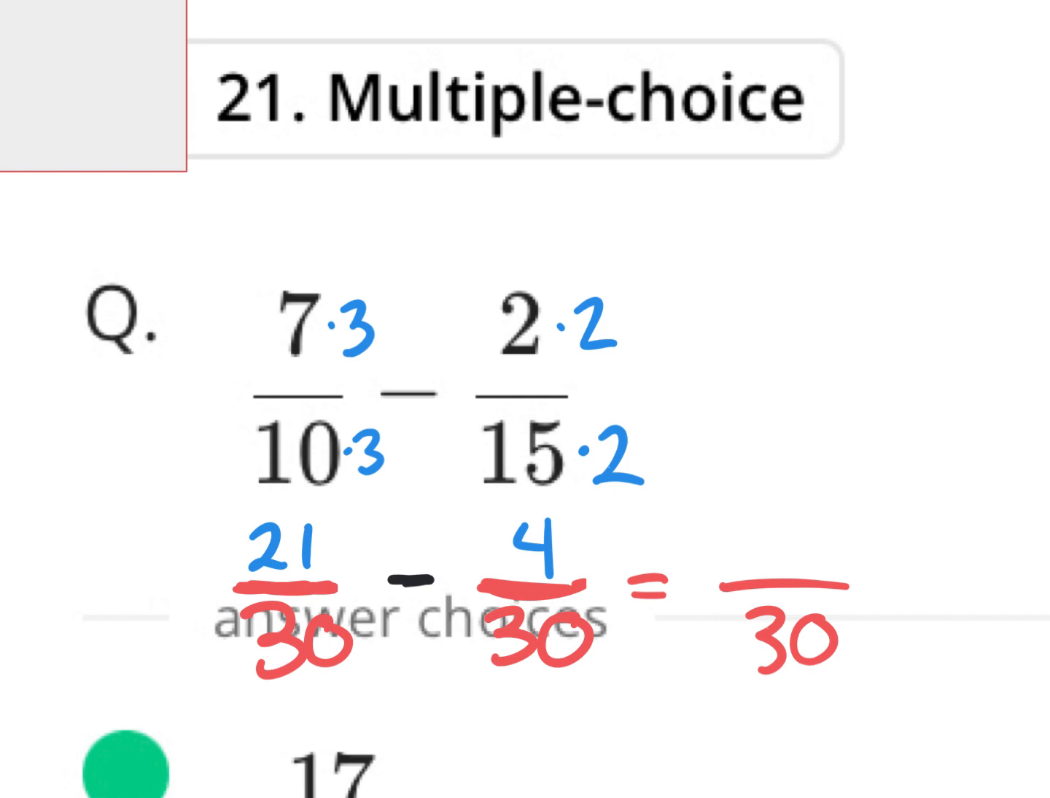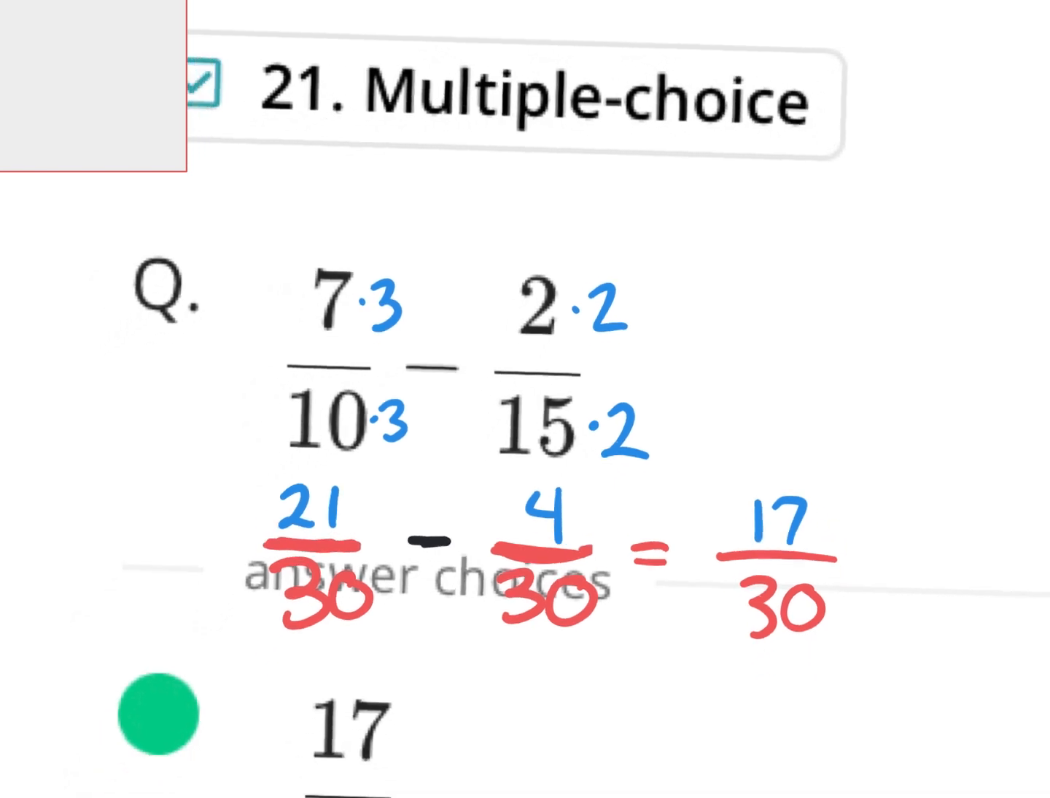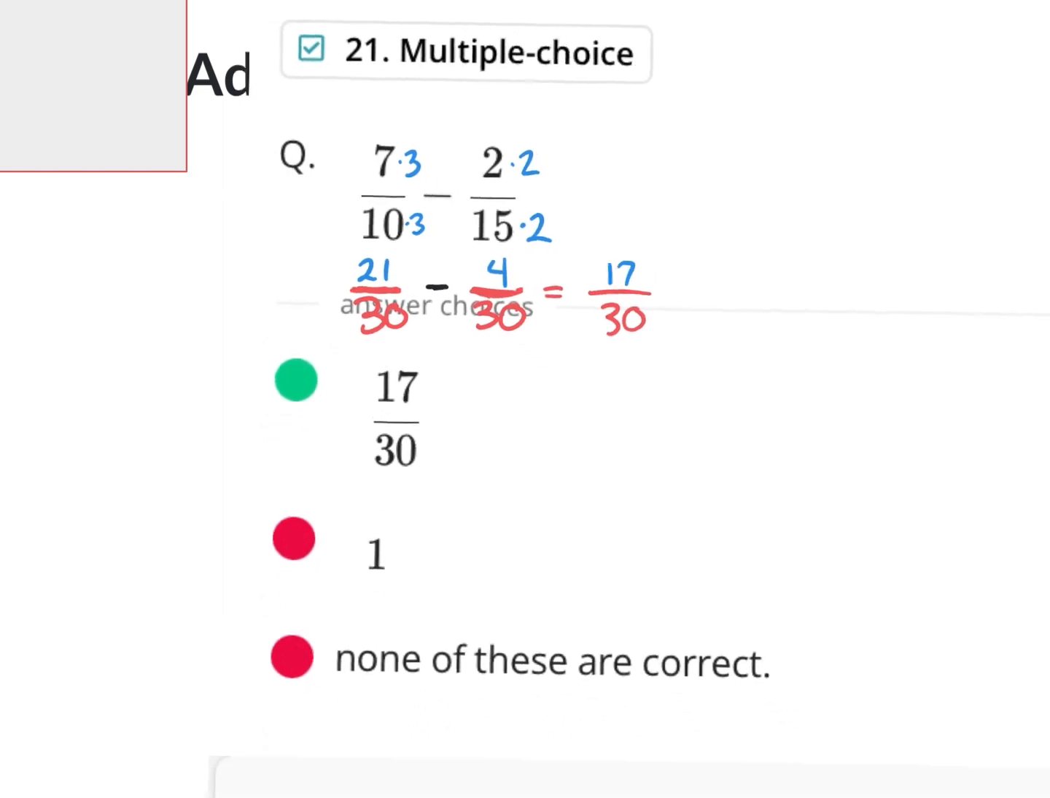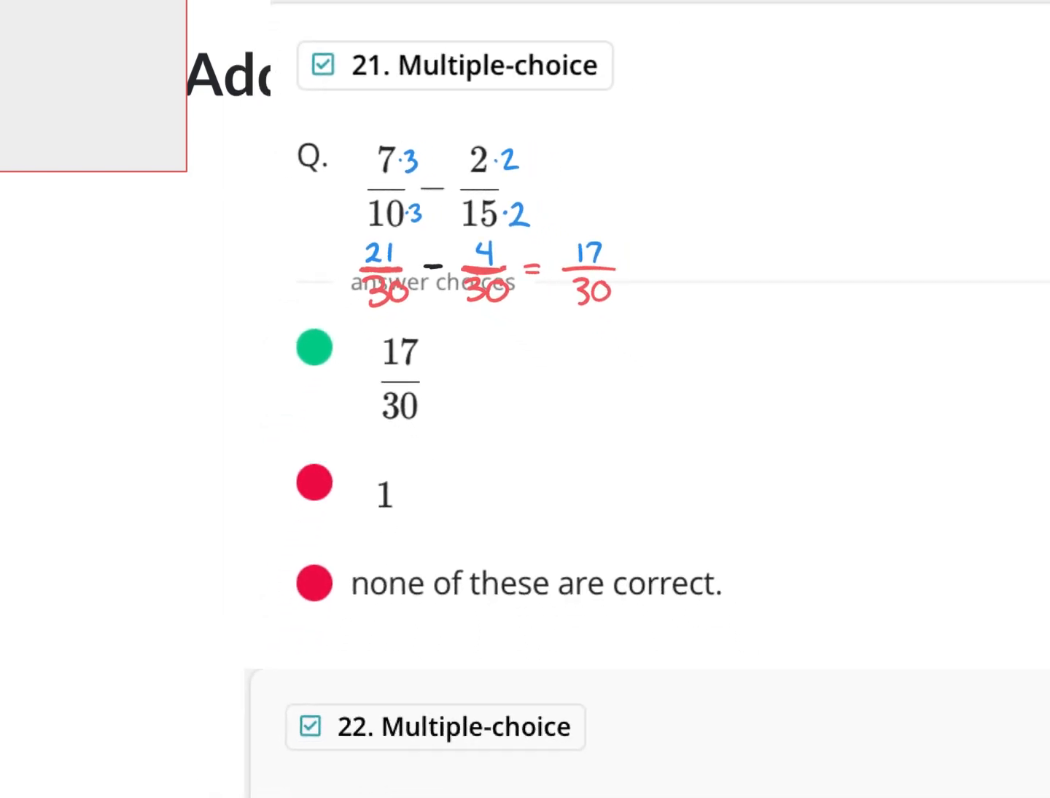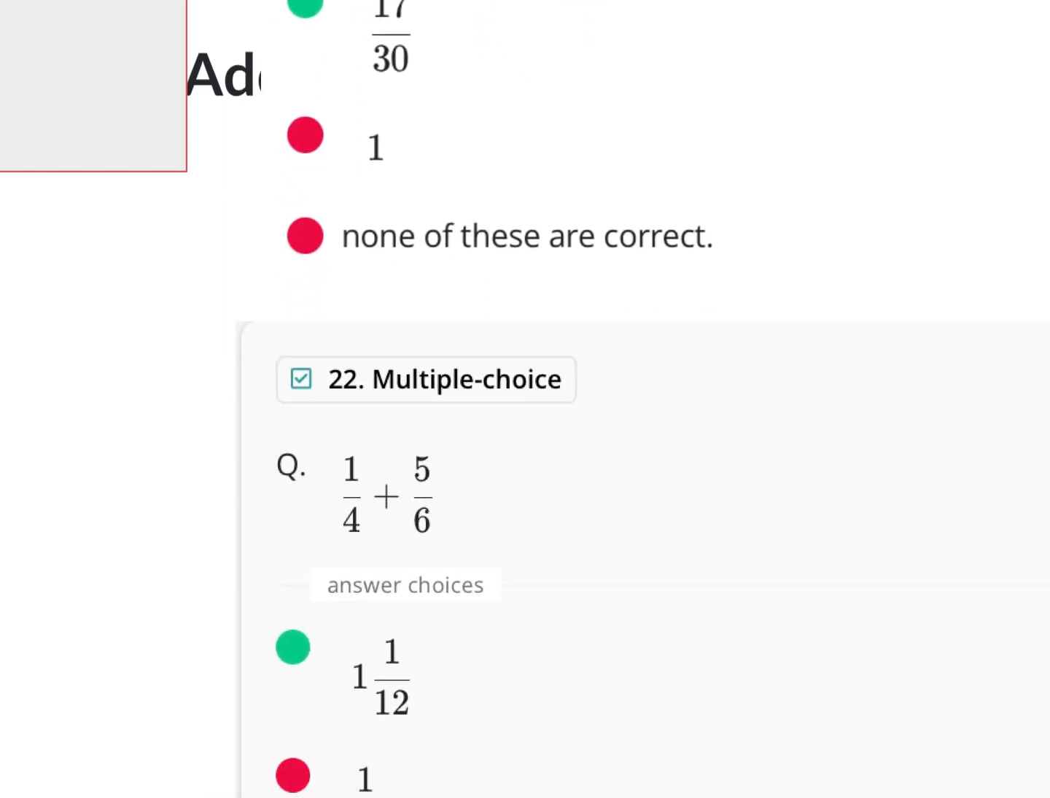All I have to do is 21 take away 4, which will be 17. So my answer is 17/30. Now, whenever you have an answer, try to reduce by 2. Is 17 divisible by 2? No, so you can't reduce by 2. How about dividing by 3? Is 17 divisible by 3? No. So you can't reduce it at all. There's my answer, 17 over 30, and that's why the 17 over 30 is the one highlighted in green right there. Alrighty, let's move on.